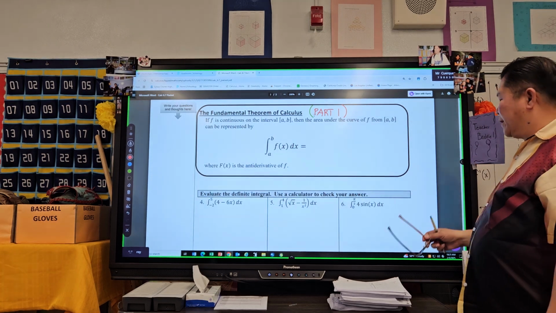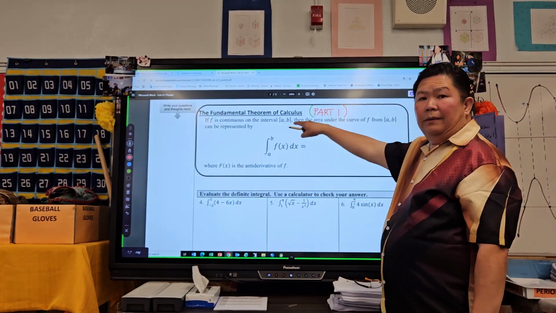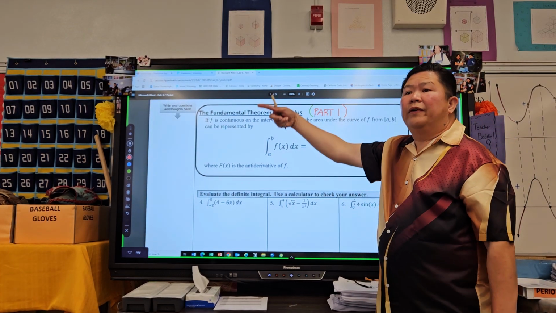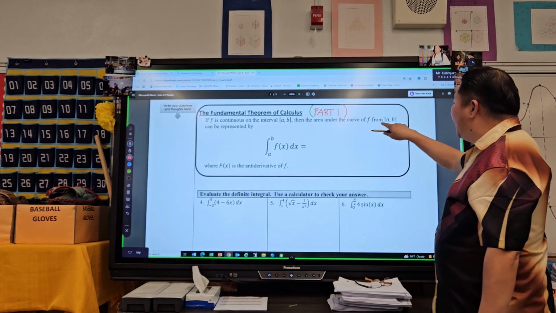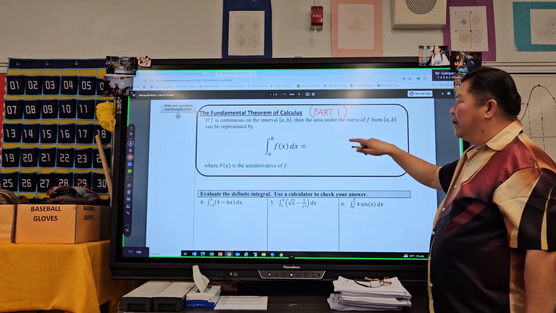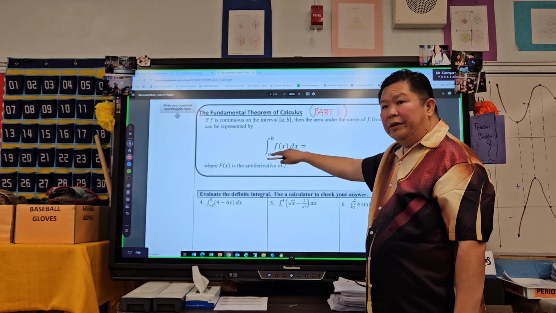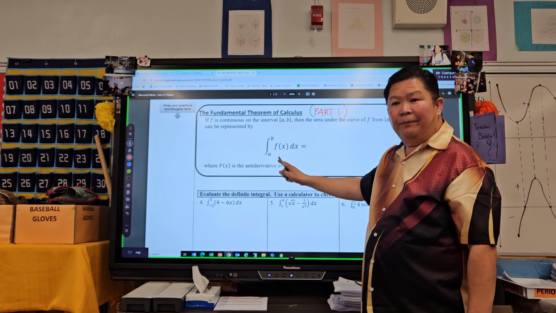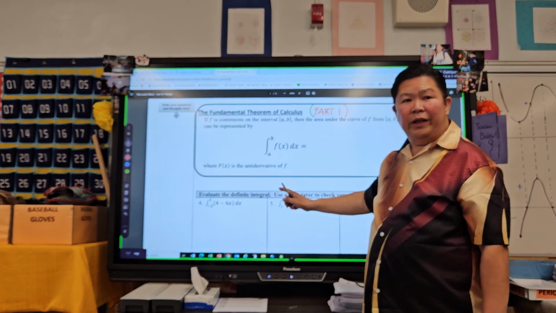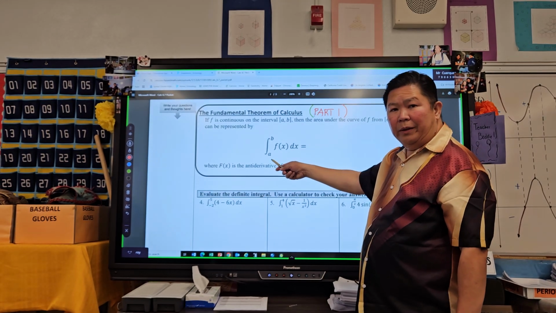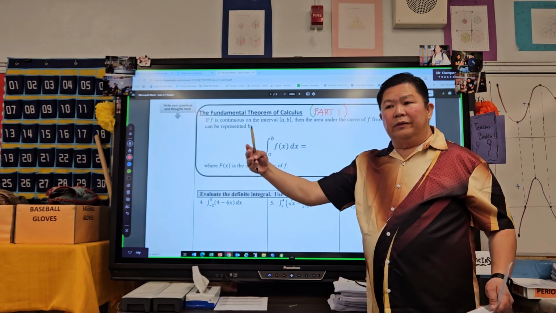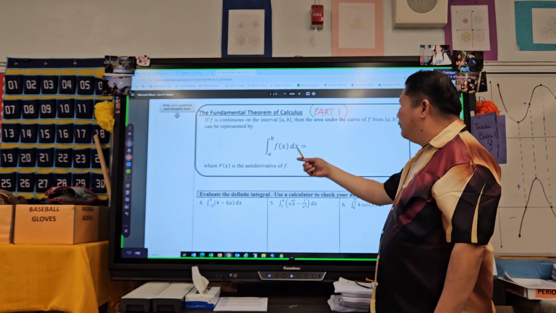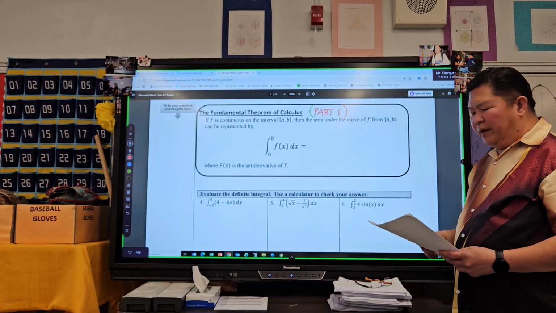So today, if f is continuous on the interval a to b, a continuous function, then the area under the curve of f from a to b can be expressed by the integral. So this is now a definite integral. Why definite? It has a limit: the lower limit a and the upper limit b, from the interval a to b, of f of x dx.